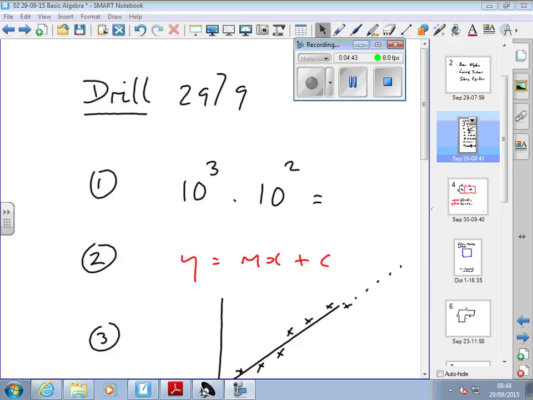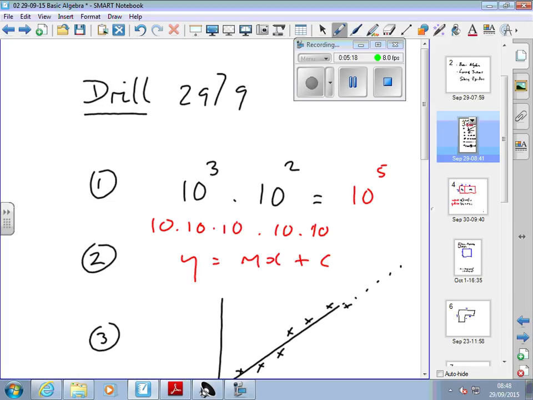Okay, let's have a look. So number 1, 10 cubed, of course, means this. 10 times by itself 3 tens. 10 times 10 times 10. Incidentally, a dot is often used instead of a multiplication symbol. So I times that by 10 squared, which is 10 times 10. Haven't I got 10 multiplied by itself 5 times? So effectively, this turns out to be 10 to the power 5. But if you wrote down 100,000, which is the same thing, that would be okay too.